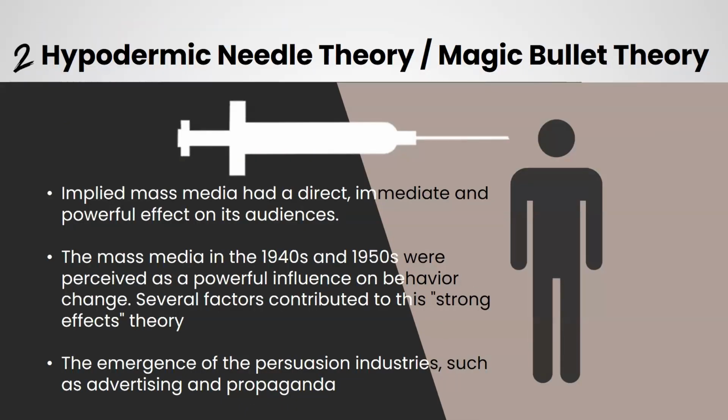All right, so the hypodermic needle theory, or the magic bullet theory, also emerged in the 1940s, and implied that mass media had a direct, immediate, or powerful effect on its audience. For instance, we have that needle there, the injection: as soon as you feed people with this particular message, people will respond according to the message that has been sent. So it helps to persuade people, or also in advertising.